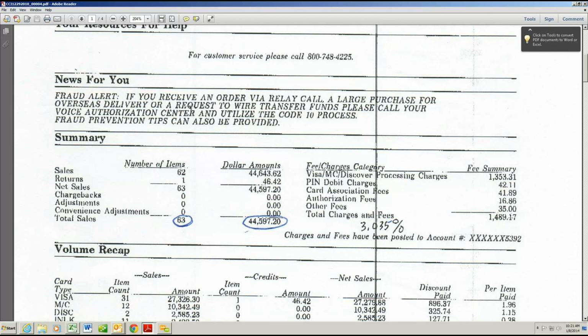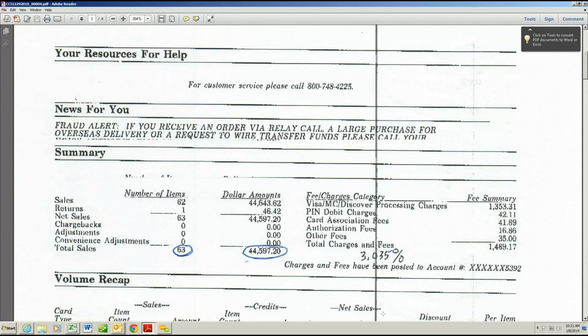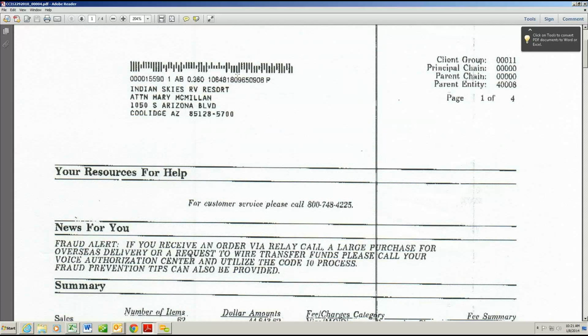So the first thing I do is I take the total fees, the $1,489, and divide it by the volume of $44,597. That gives you an effective rate of 3.34%. So this merchant, once everything is said and done, is paying 3.34%. And it's basically an RV resort.